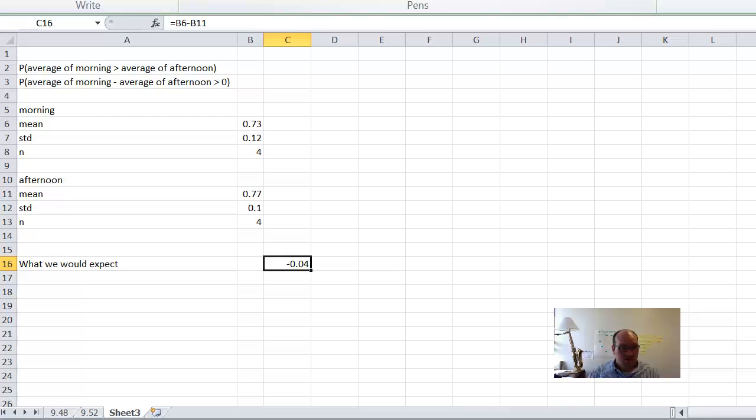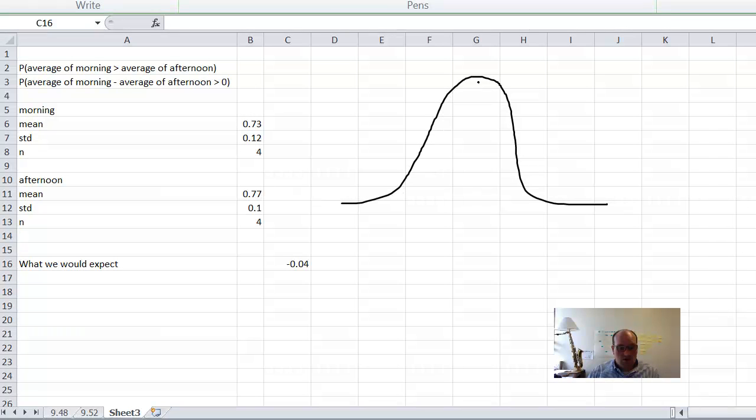Okay, so let's draw what this is going to look like. Okay, so we would expect to see negative 0.04. What we really saw was 0, which is over here somewhere. And the question is saying, again, what's the probability of something bigger than 0? We didn't really see 0, but we saw something bigger than 0, which is over here, right? Bigger than 0. Which is the same way as saying that the sample of the morning people outperformed the sample of the afternoon people.